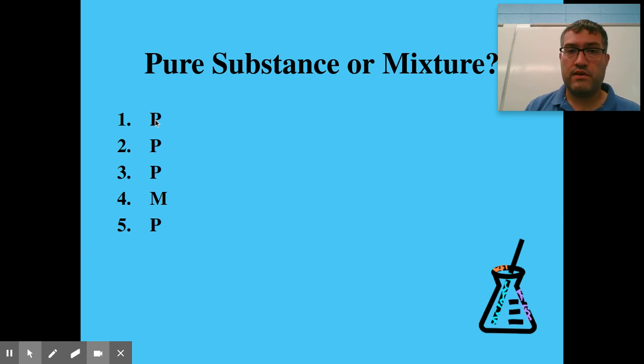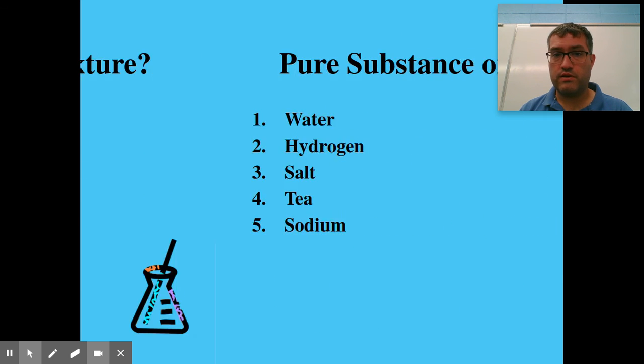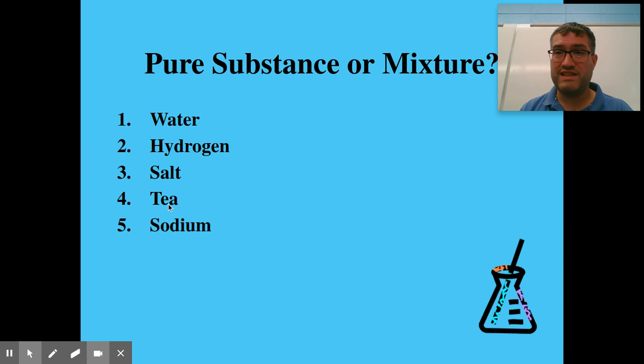So we have our pure substance, mixture, and pure substance. Again, the only one that's going to be a mixture here is number 4. It's going to be tea. The rest of these you can write a chemical formula for. Tea is made out of a variety of things. You can't write a formula for it.